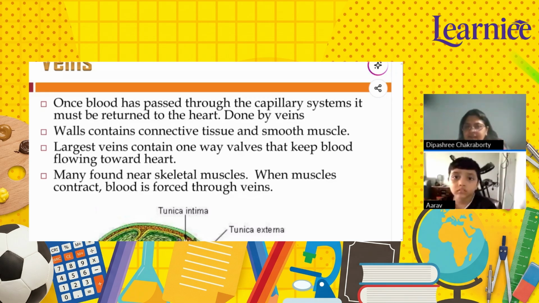All right. Now, these types of veins are found near the skeletal muscles. The skeleton is covered with muscles. This is the skeletal muscle. When muscles contract, blood is forced into the vein. So this flowing of blood is due to the contraction. Only one point you are supposed to write. It is your choice under veins. Then we'll refer to that.